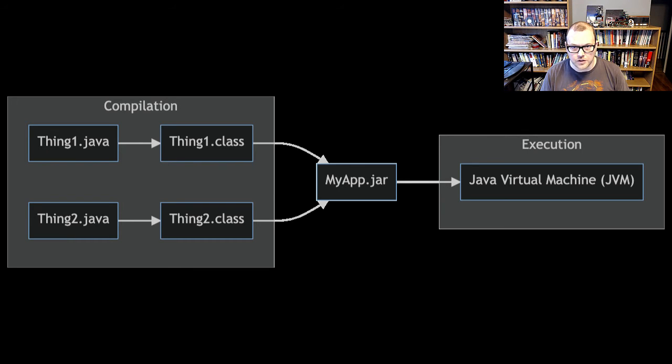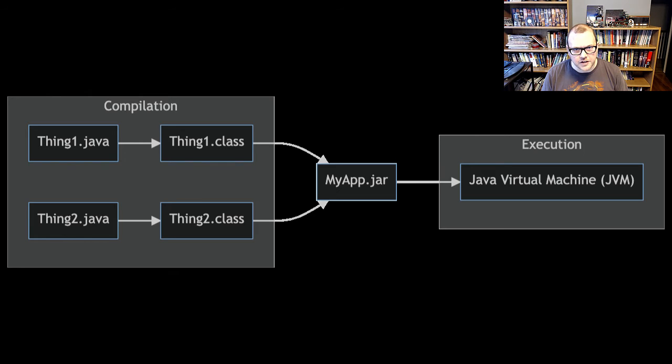This is really why we're using these tools and not just a text editor and a command line. Here you can see the process of creating a Java application. On the left side, we have some Java files. These are the source files where we write our code. In a typical application, we would have many of them. In our application, we only have one.